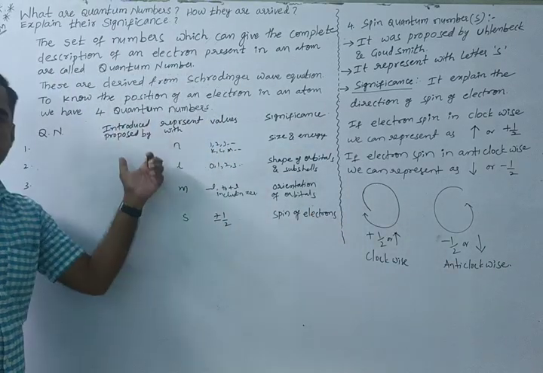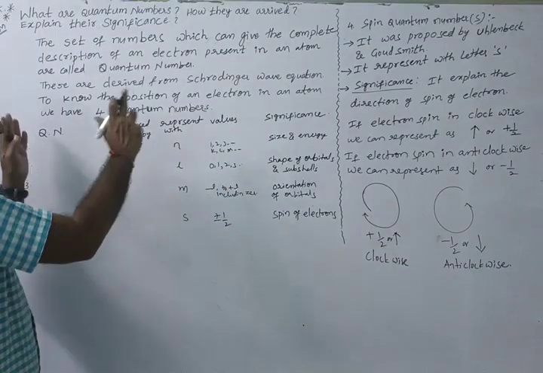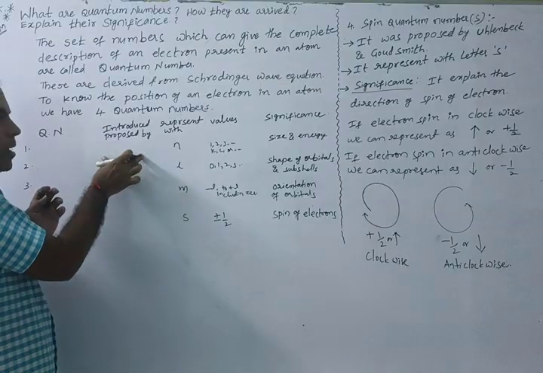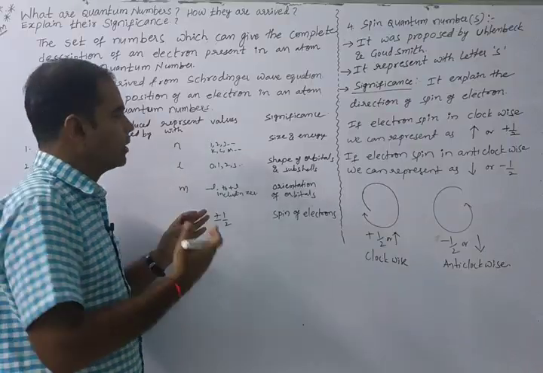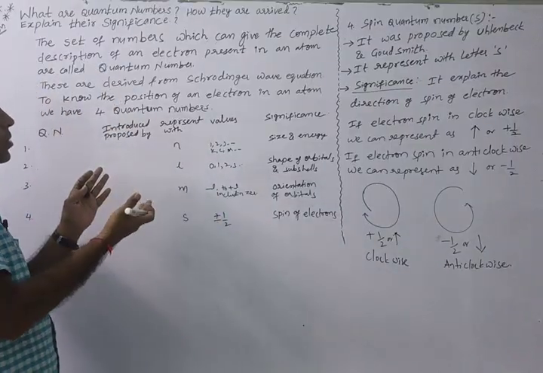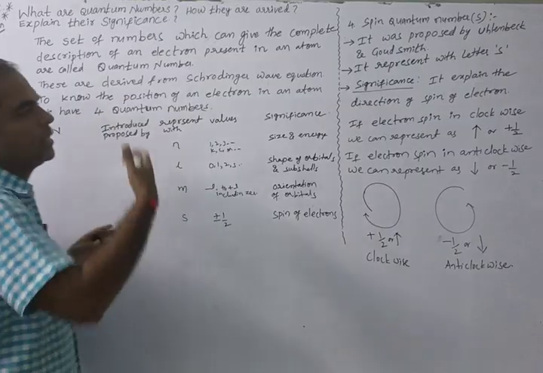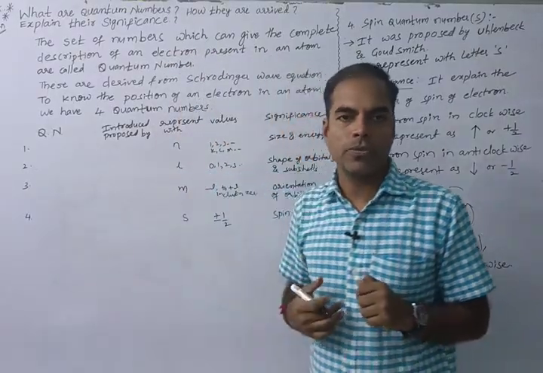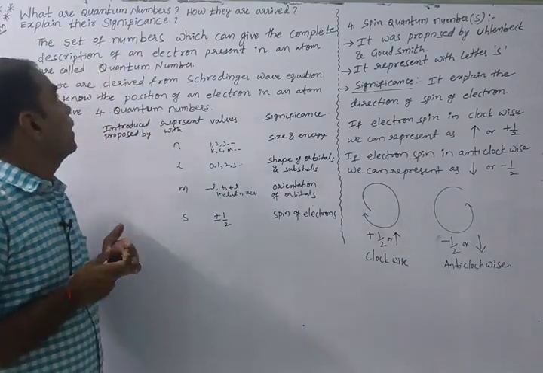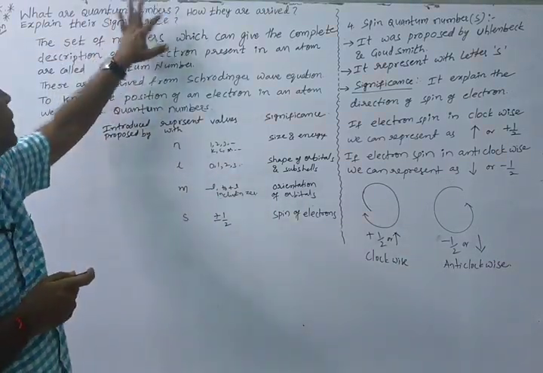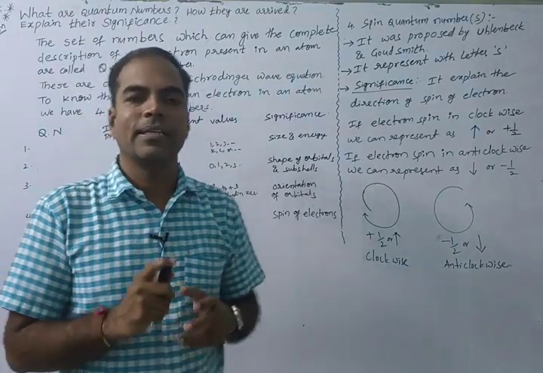Right? In this method, you can easily revise the long answer question. So make a table: principal quantum number, introduced by, represented with, values and significance. Before going to the exam, or 2 or 3 days before, just revise the table and you can easily explain it one by one. Okay students, so this is the quantum numbers, how they arrived, and their significance. Okay students, thank you very much.